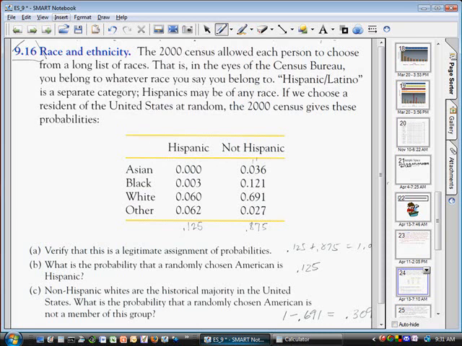Always principle of probability, it's 1 minus that, right? So 100% minus 69.1% would be what? 30.9%? Is that it for that one? I think so.